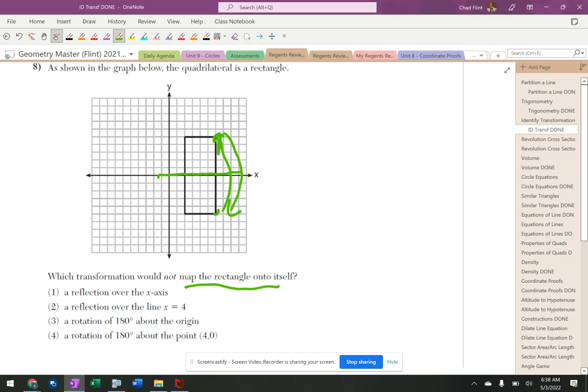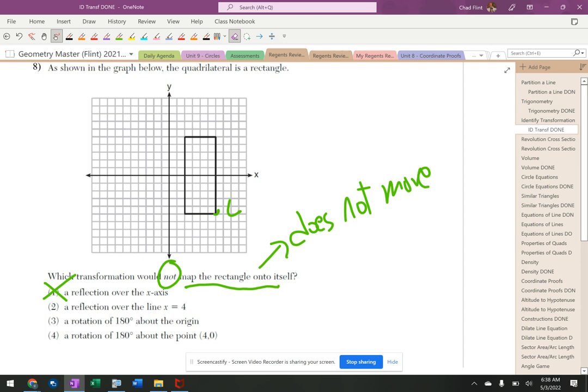Map the rectangle onto itself means does not move. And it has the word not in there. So this wants to know which one moves. One doesn't move. We just showed why. Reflection over the line x equals 4. Maybe I don't know where that is.